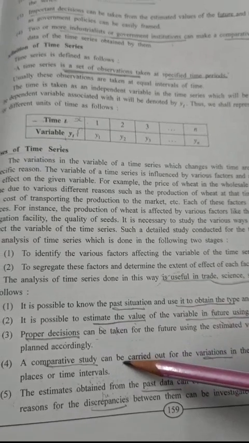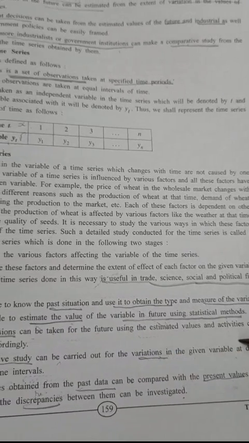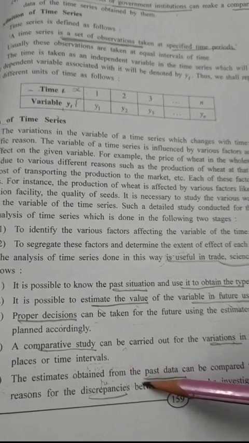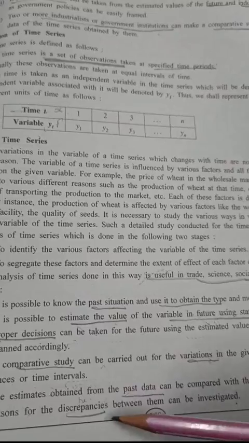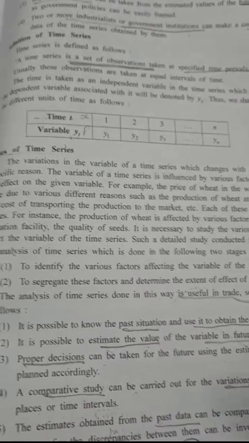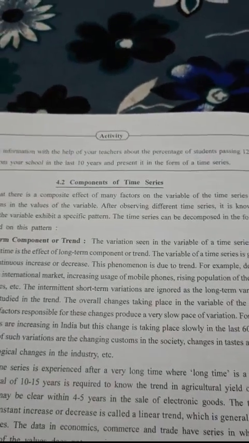Based on the past data, comparison can be done in the variation at different time periods. Then, based on the past data, comparison can also be done between the present and the past, and the reason can also be identified. Okay, so this is about the uses. Now coming to the components of time series.